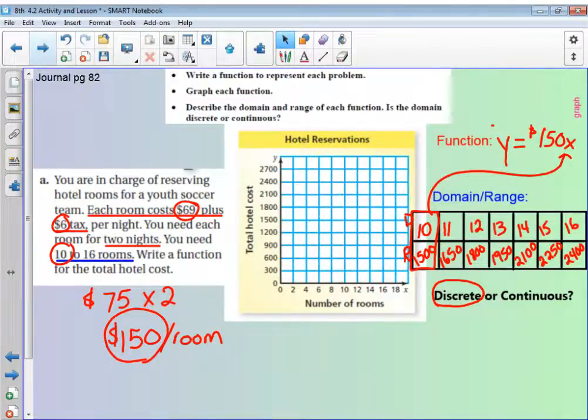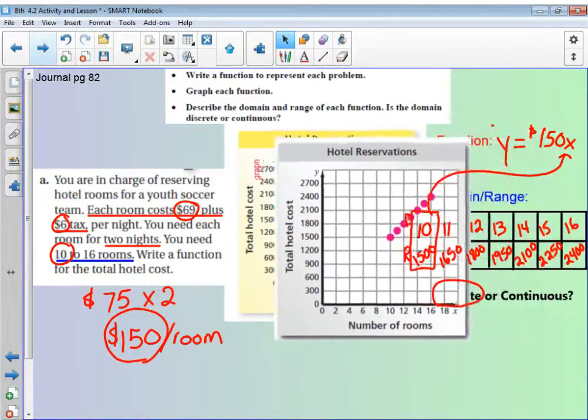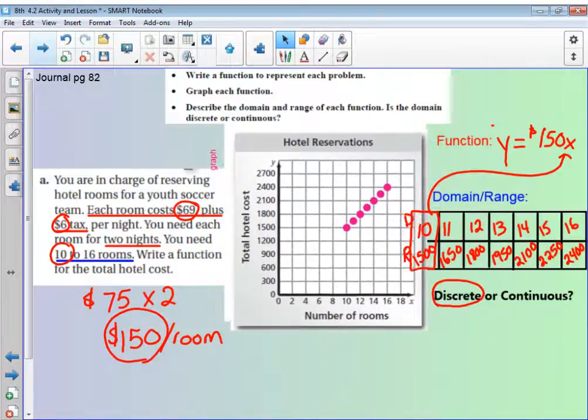This is what your graph should end up looking like when you finish it out. Notice that we did not connect the dots because we can't buy a part of a room. Discrete means we can only buy exactly what's there. We cannot include anything in between those two. So that's working with a discrete domain. Now we're going to go ahead and do a continuous domain.